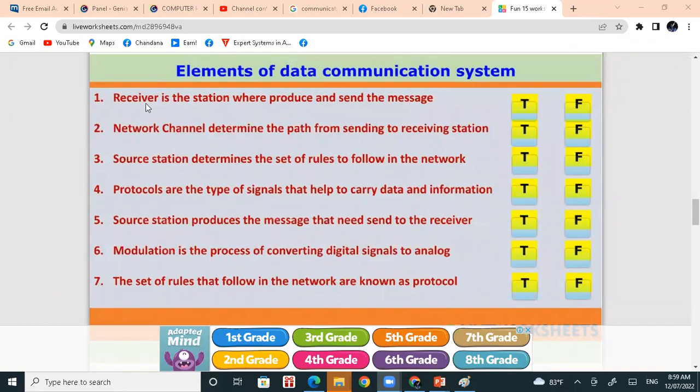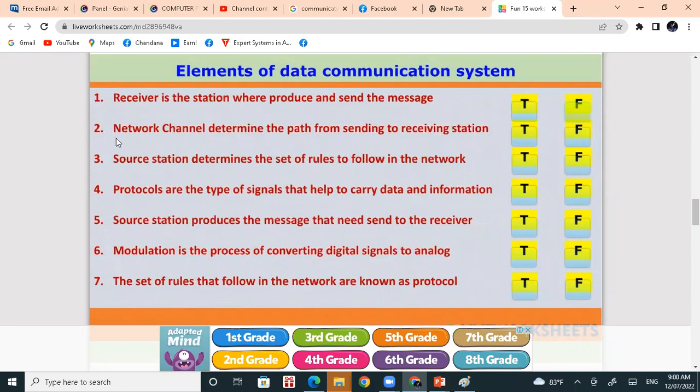Look at the first one. Receiver is the station where the message is produced and sent. True or false? What's your answer? False. Yes, the correct answer is false, because producing and sending the message is normally done by the source location. Source is the station responsible for producing and sending the message, not the receiver. The statement says receiver, therefore the statement is false.